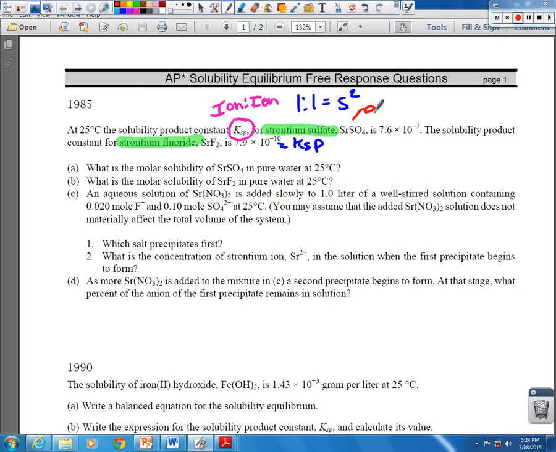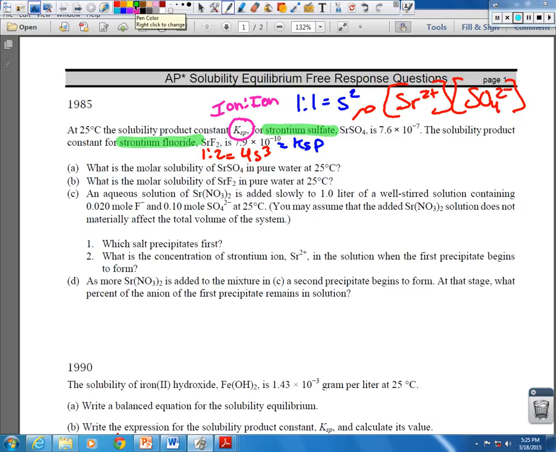Yes, very good. So if we wrote the KSP for this, it would be Sr2+ times SO4 2-. Very good for catching that. Now, down here, SrF2. What's your ion to ion for that? 1 to 2. What's your S value?